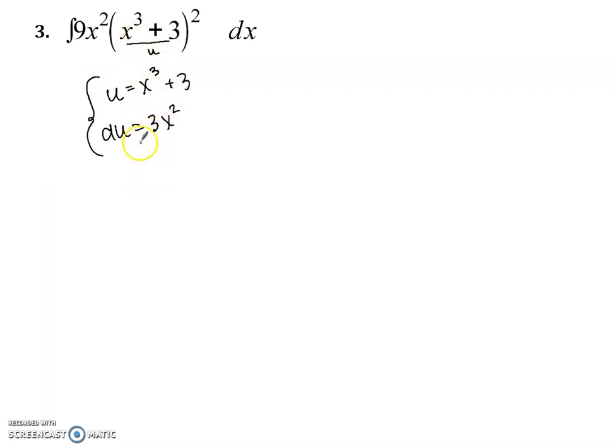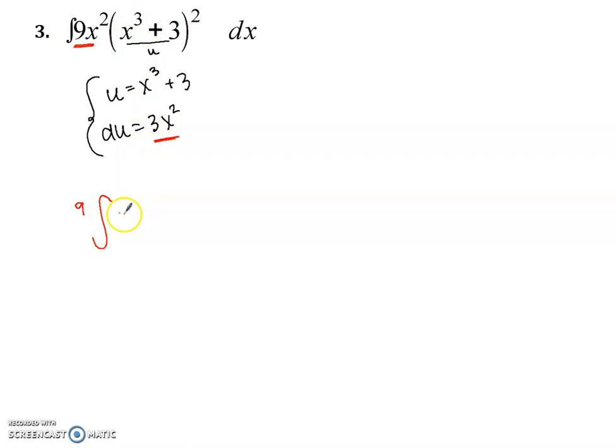Now I always need to match du. So I need to take this 9x squared and make it match the 3x squared. First, they have different coefficients. If they have different coefficients, the first thing I'm going to do is take the 9 in the original problem and move it to the outside. So if there's an extra number with du that doesn't match, you can just move it outside the integral.